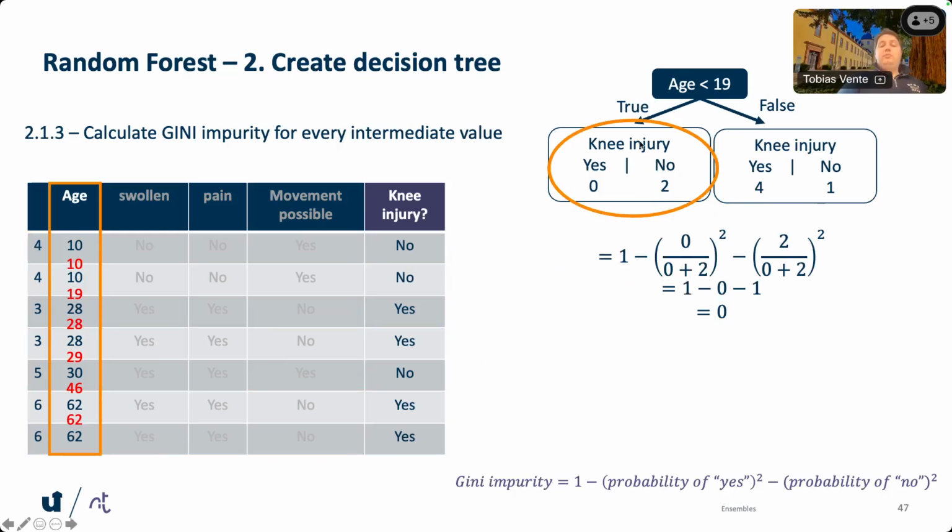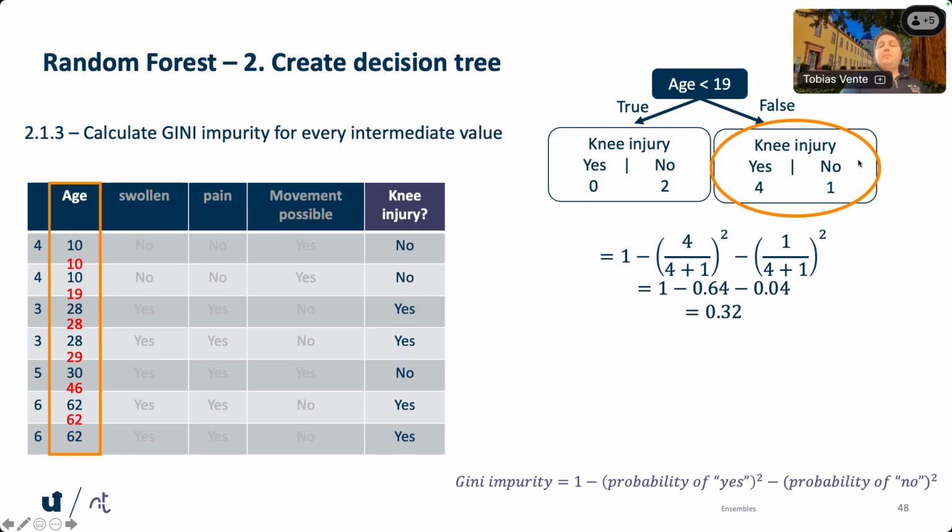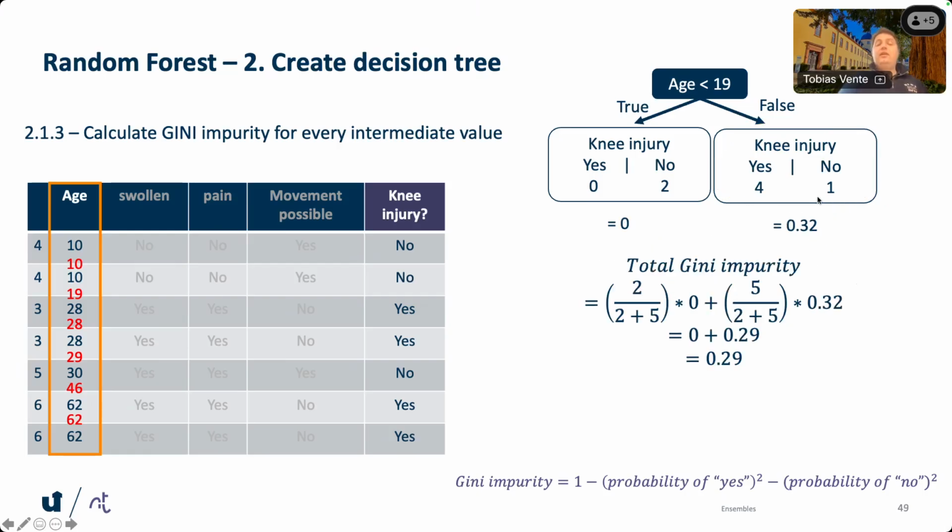Two data points are represented in this leaf node. So the probability of yes is 0 over 2 squared minus 2 over 2 squared. So it's 0 because this leaf node is actually really good in separating the data. And this one is less good in separating the data because it's unsure on this data point, but we come to this later. And the total GINI impurity is 0.29.